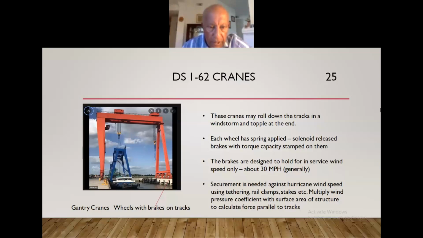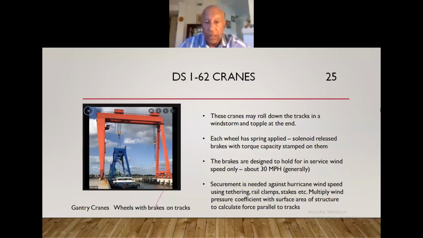So every time the operator wants to move the crane, he puts power to the motor. What the electricity does is first release the brake, then the crane goes. But these brakes are designed to hold the crane at only 30 miles per hour or so in service wind speed, because the manufacturer does not know where this crane is going to be installed. And they are quite often installed in ports and in other high wind areas. And the high wind has the effect of overcoming the brake resisting torque and pushing the crane down the tracks, and at the end of the track it hits a stop and topples into the water. We have had multiple losses of this type of crane.